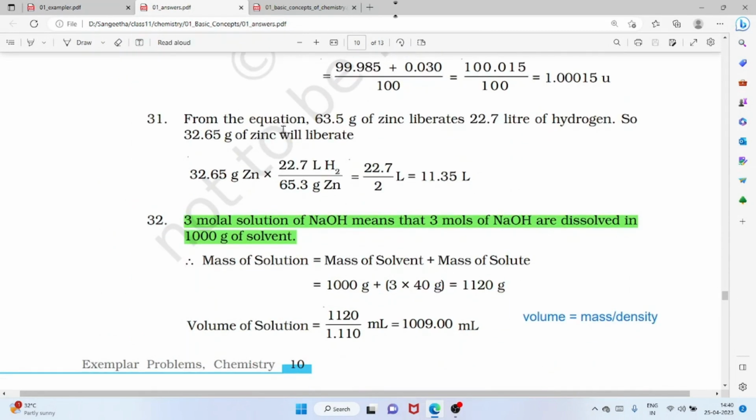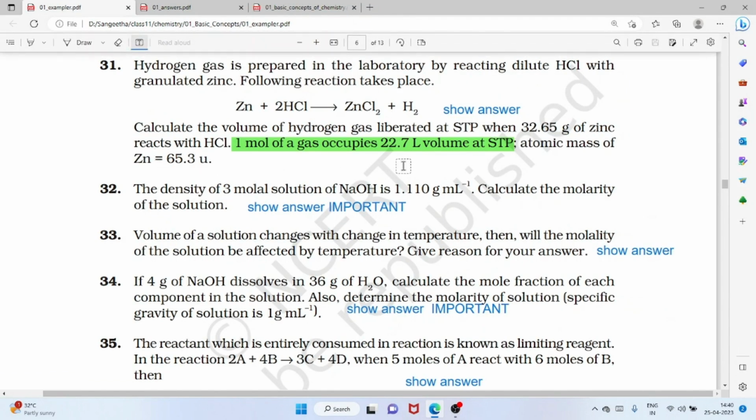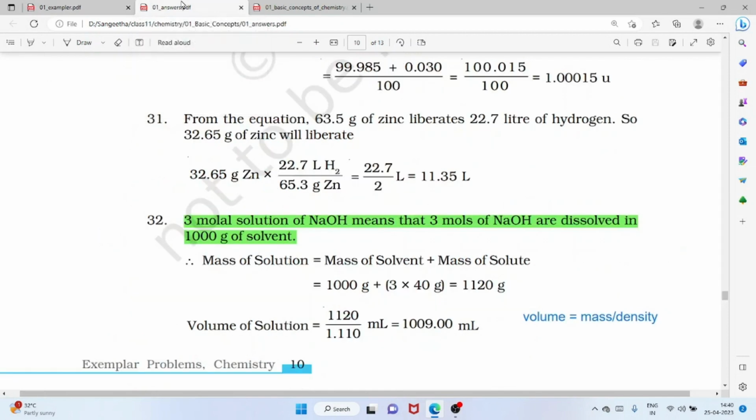From the equation, 63 gram of the zinc reacts to give this much. So how many moles? And this is the molar mass they have given. Atomic mass. Okay. And this many liters. Okay.